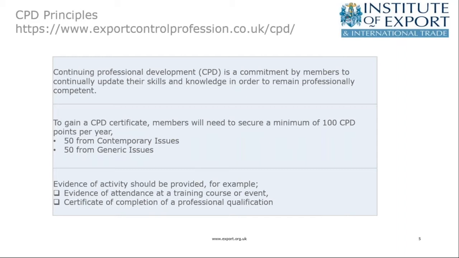But for every claim, and we'll talk about the process of making a CPD claim, evidence of activity ideally should be provided. So that could be attendance at a training course, a certificate from a professional qualification, for example. So it is good to evidence the claims of CPD you're making, but we're going to look very shortly at the types of CPD. Next slide, please.